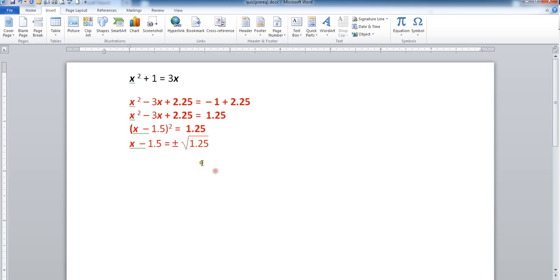That's better. Okay, so now we take the square root of both sides. The square root of x minus 1.5 squared is just x minus 1.5. Make sure you don't forget your plus or minus. And then last but not least, you add the 1.5 to the other side, and you end up with, boom, 1.5 plus or minus the square root of 1.25. And you can give that to me as decimals if you want. That's totally fine. But that's the main procedure for getting your two solutions via completing the square.